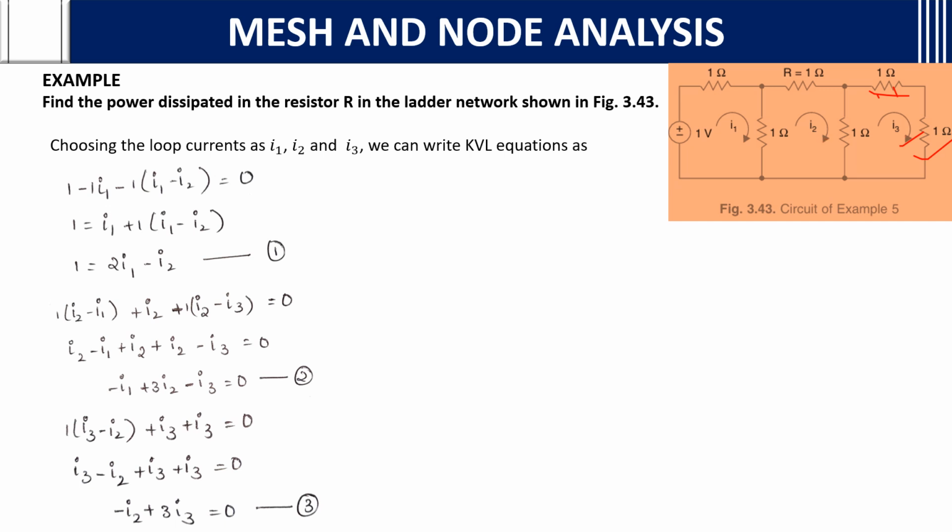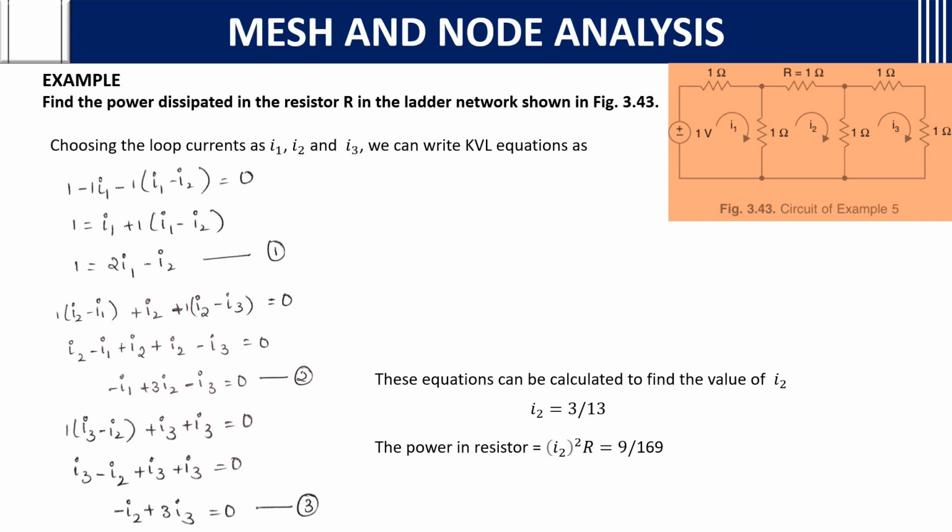After doing all this, we need to find I1, I2, I3. We need equations in the form of I1, I2, I3. If I3 is not there, you need to consider 0 I3. Remember this, 0 I3 needs to be considered. Here all three components are there. Here I1 is not there, so consider 0 I1. If you solve these three equations, you will get I2 as 3 by 13.